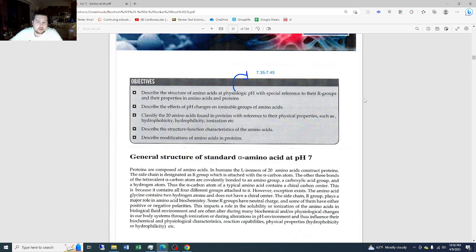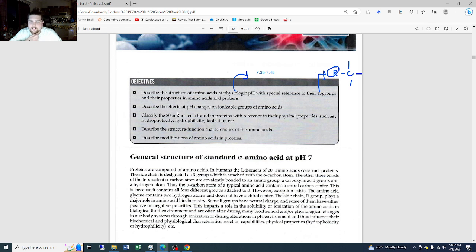Remember, we also talked about last time those R groups, where we'll have, for example, methyl. We'll have our structure here at the end, and then we'll have it connected to an R group, so we'll be looking at those R groups and their properties in amino acids and proteins. I also want to describe the effects of pH changes on ionizable groups of amino acids that you can create and turn into ions.